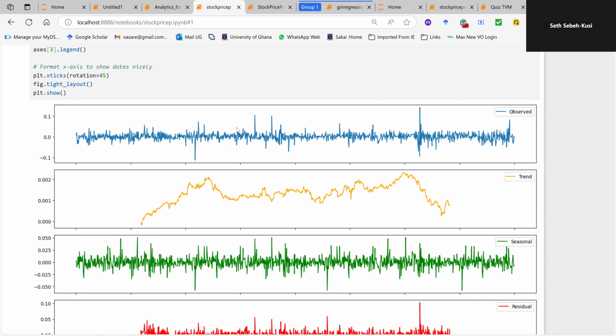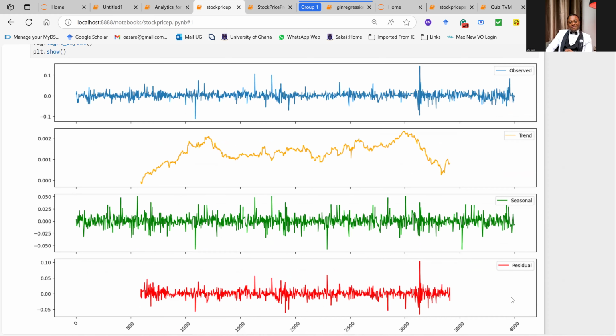Okay, sir. And that original one will behave in 2 different ways: the trending and then the seasoning. The trending and the seasoning come up together to show how the observed has behaved. The gap between the trending and the seasoning is a residual. And trust me, when you look at the data carefully, you see that the residual seems to be behaving the same way as the observed.